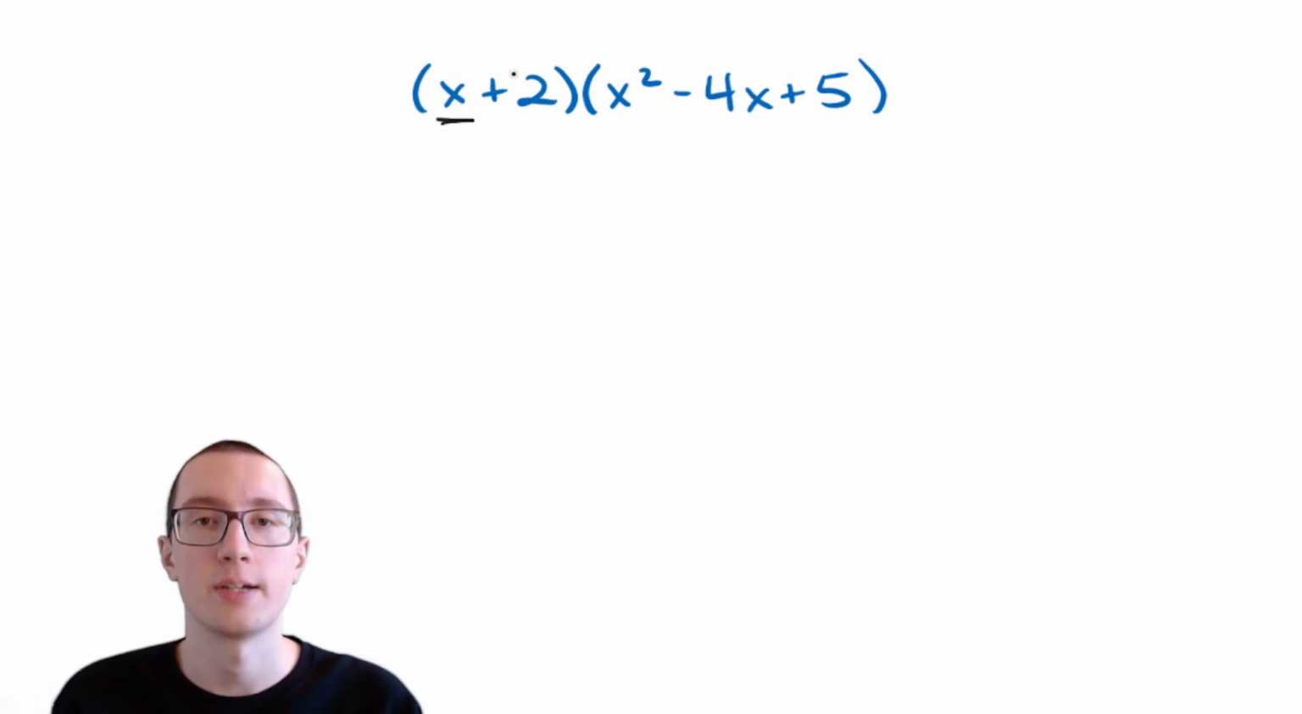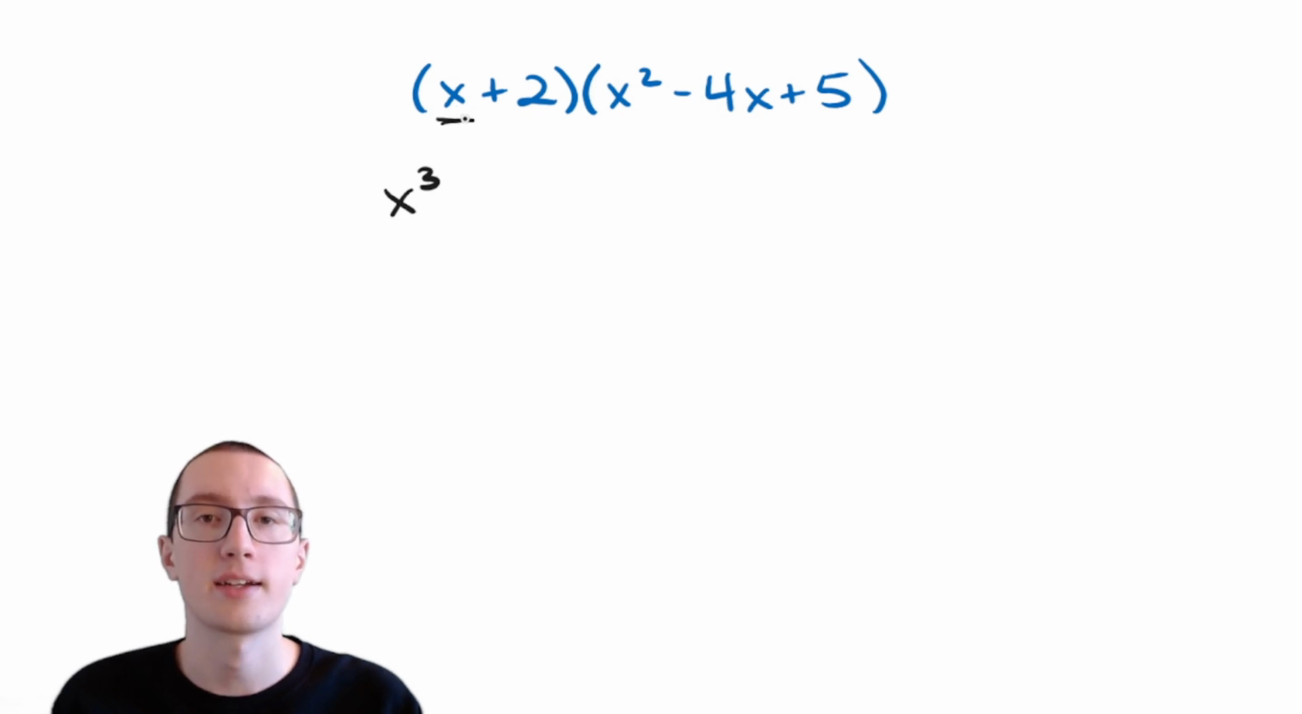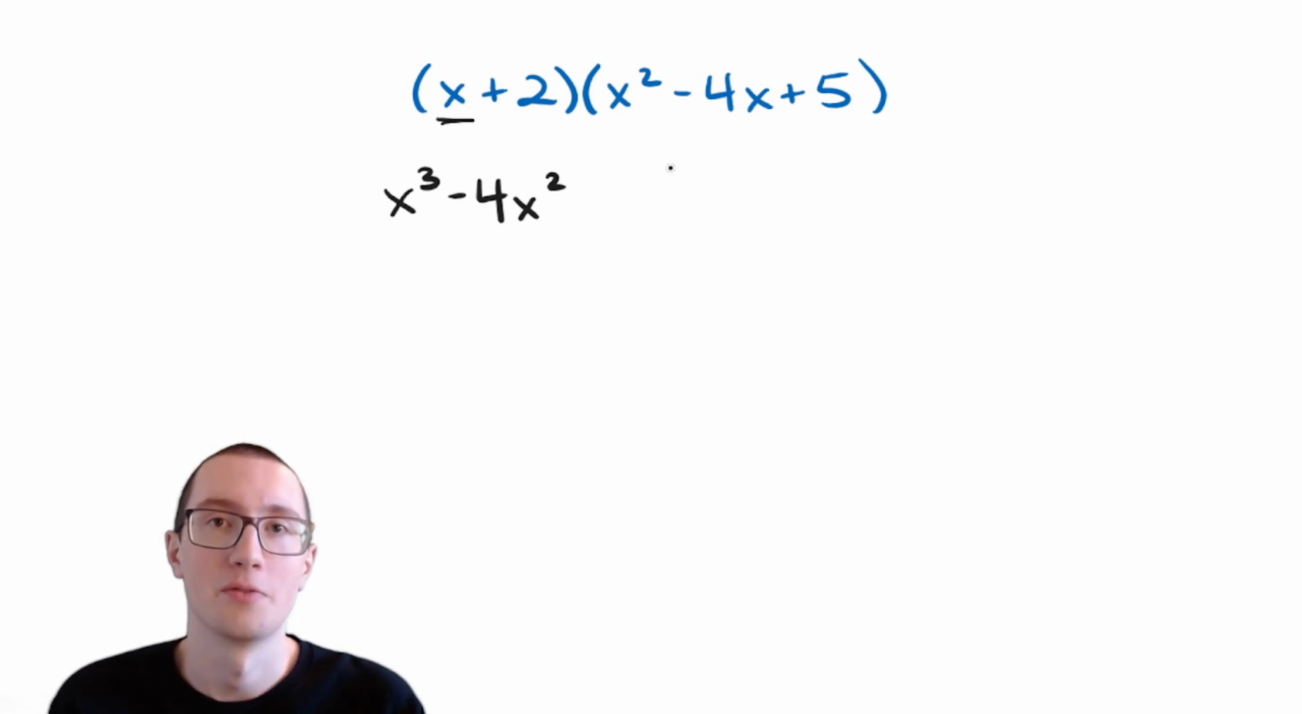So we have x times x squared. Remember that we add the exponents together. X times x, which is x squared, times another x is x to the third. Then we have x times negative 4x. Remember, the minus sign has to stay. So we have minus 4, and then x times x, which is x squared. And then finally, we have x times 5, which is, well, 5x.